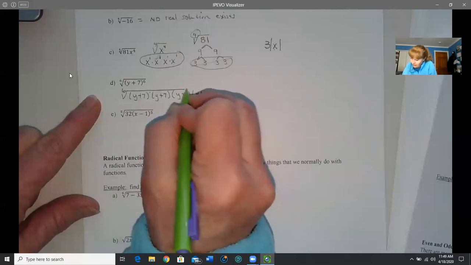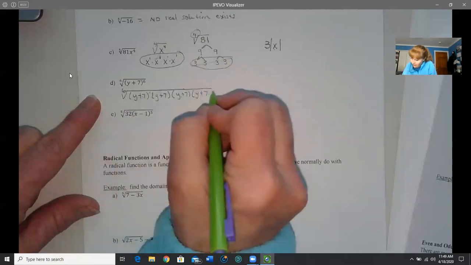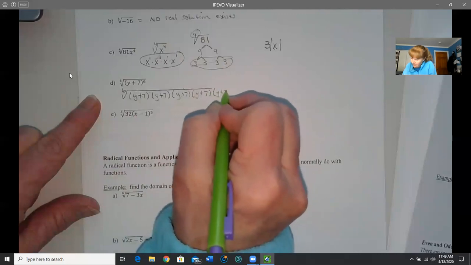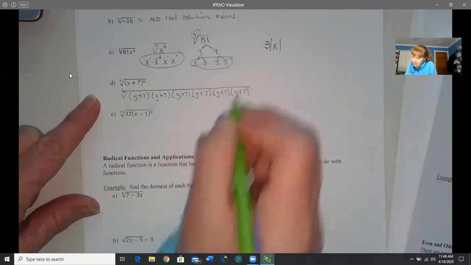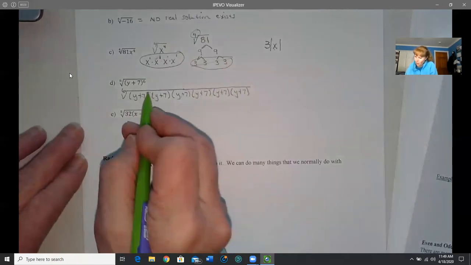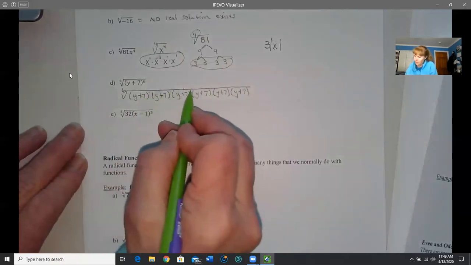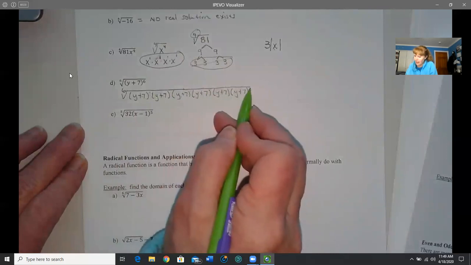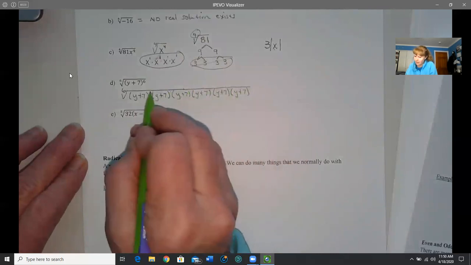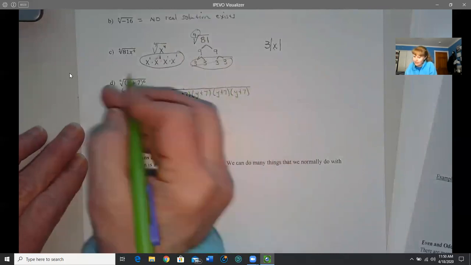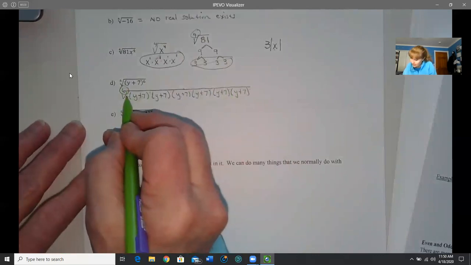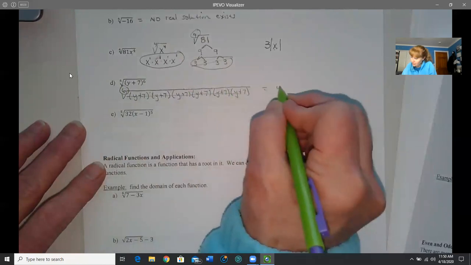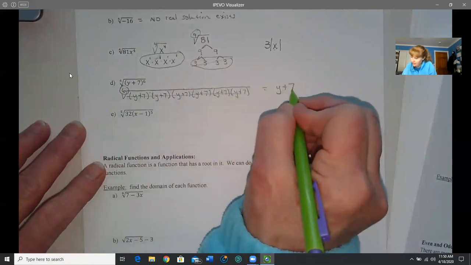Y plus 7. 1, 2, 3. Y plus 7. I've got 6 of these. I have 6 y to the 1st. 1 plus 1 is 2, 3, 4, 5, 6. You'd add the exponents on these common bases. If you have 6 of something, it can reduce out. I have 6 of these, so this is equal to y plus 7.